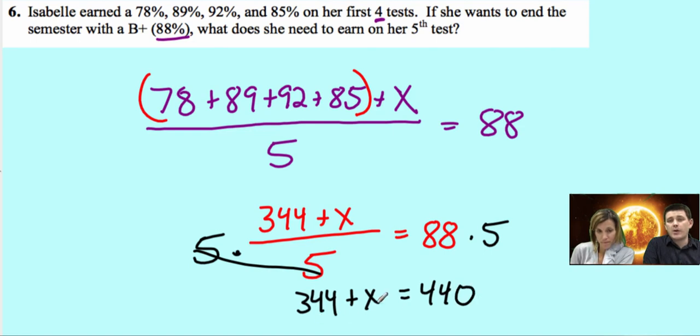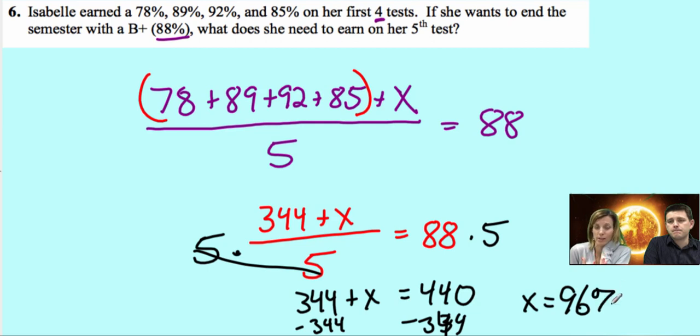Now we want to get x by itself. We want to undo the addition, so we're going to subtract away the 344. 440 minus 344, so x is going to be equal to 96. And we need to make sure our answers actually are a percentage that would make sense on a test. And 96 is pretty reasonable. So she'd have to make very few mistakes on that 5th test to get herself an 88.